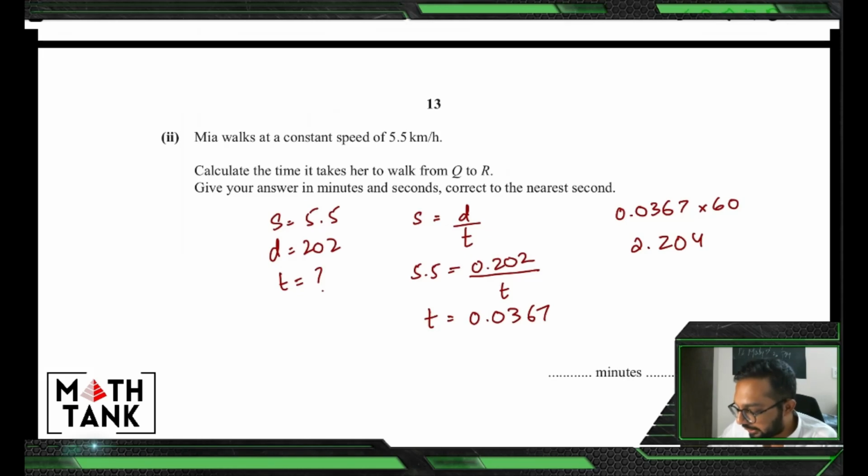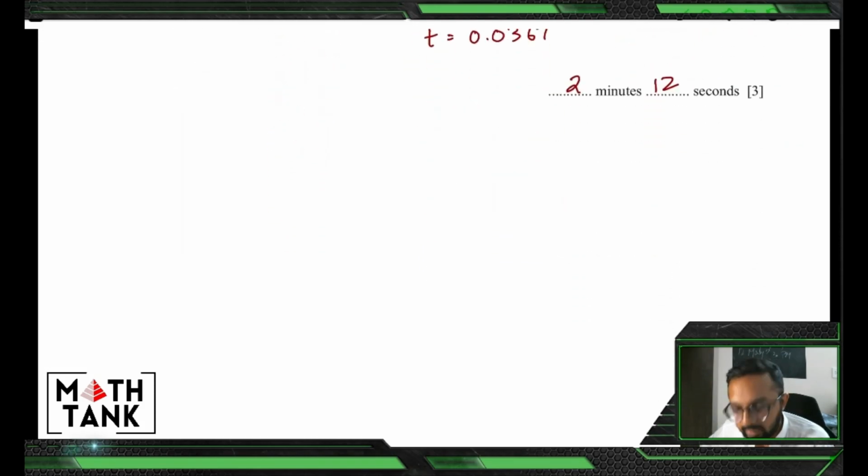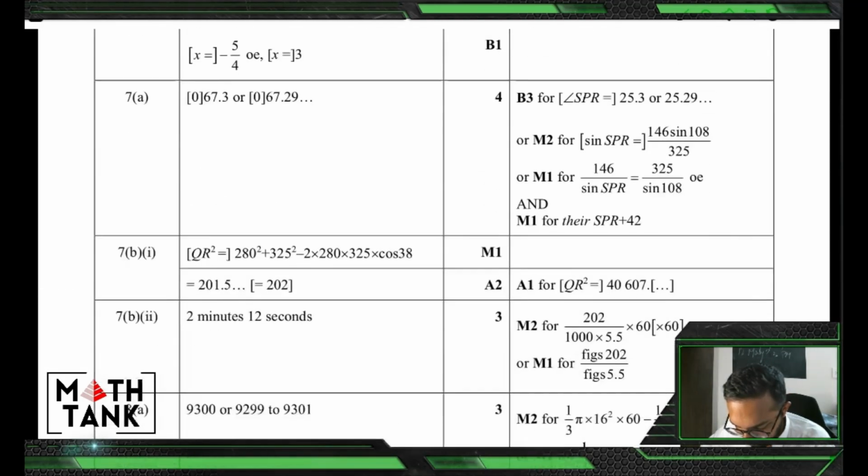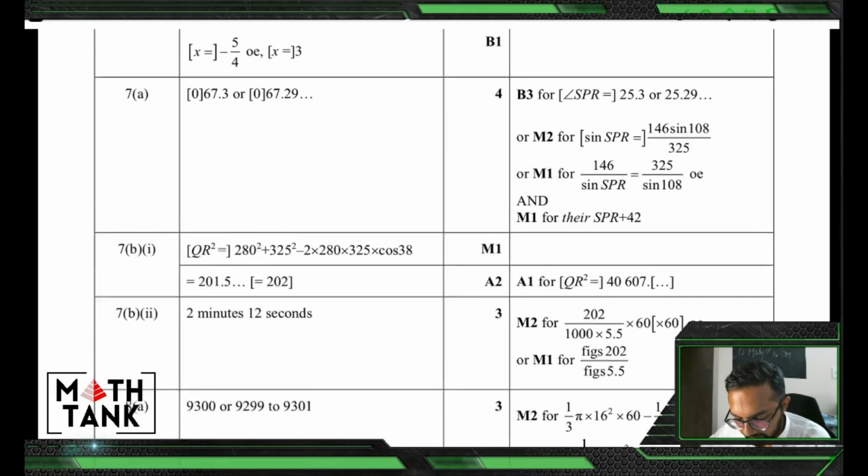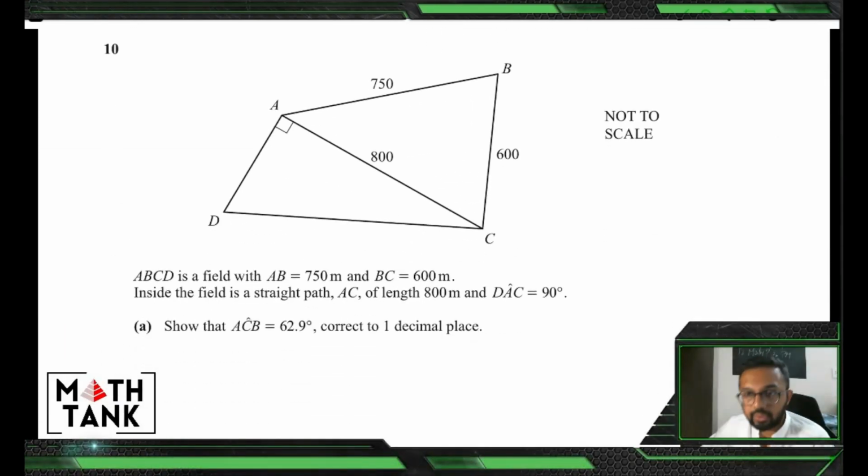It gives you 2.204. So that's 2 minutes. 0.204 converted into seconds is into 60. So 0.204 into 60 gives you 12.24. So that's 12 seconds. So I divide it into minutes and seconds that way. 2 minutes and 12 seconds. Let's check. That's the correct answer. Let's move on quickly to the next question.